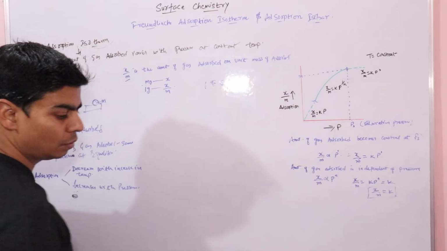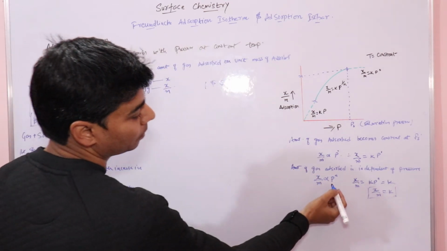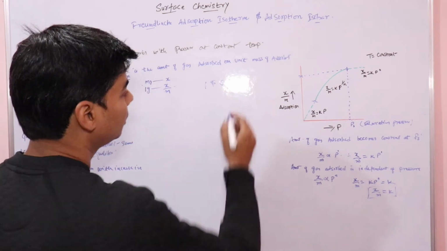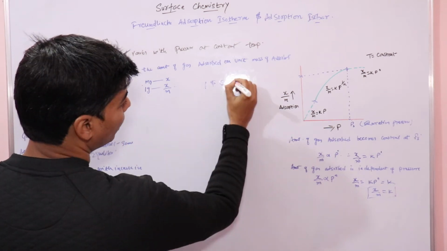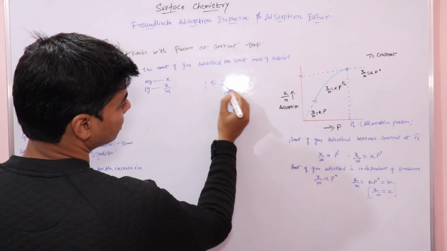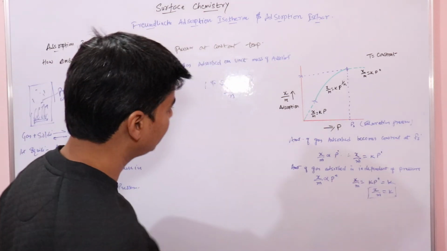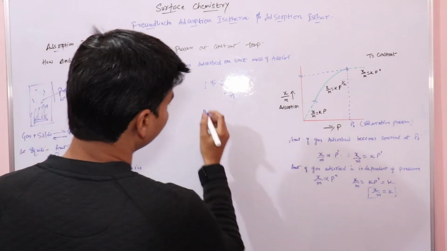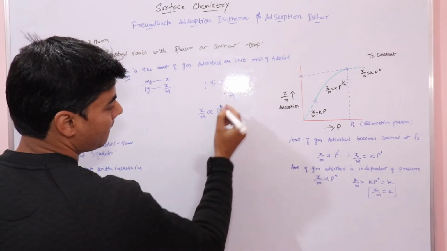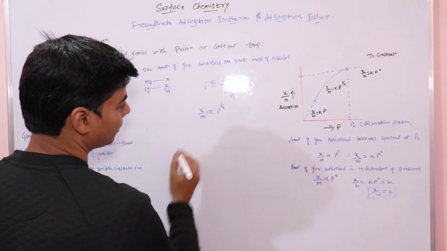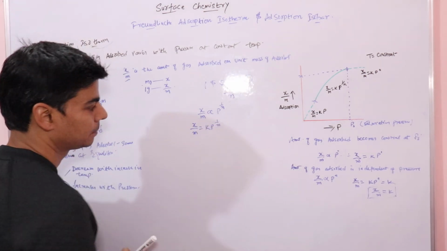So between 1 and 0, that is, less than 1. Whatever the power of P is, it is less than 1. This value would always be between 1 and 0. So I can write it like this for this curve: x upon m is directly proportional to P to the power of 1 upon n. So x upon m is equal to k P to the power of 1 upon n, right?